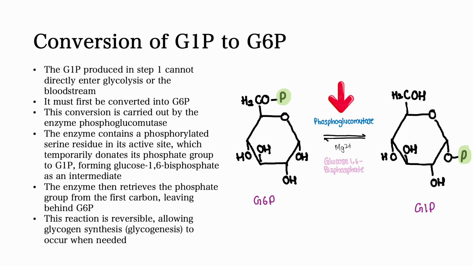The enzyme contains a phosphorylated serine residue in its active site. This temporarily donates its phosphate group to G1P, forming glucose 1,6-bisphosphate as an intermediate. The enzyme then retrieves the phosphate group from the first carbon, leaving behind G6P. This reaction is reversible, and it allows glycogen synthesis, which is also called glycogenesis, to occur when needed. Please check out our video on glycogenesis to learn more about this.